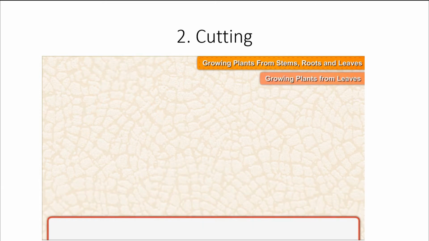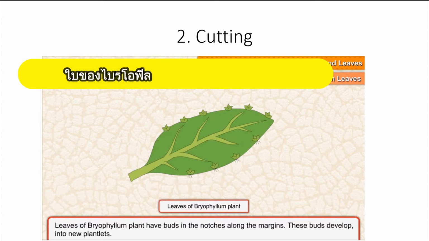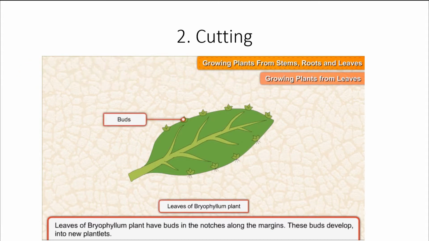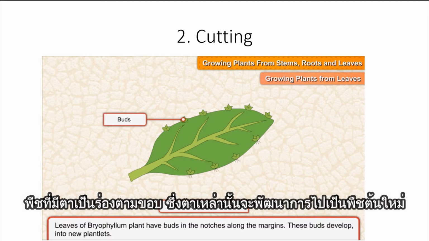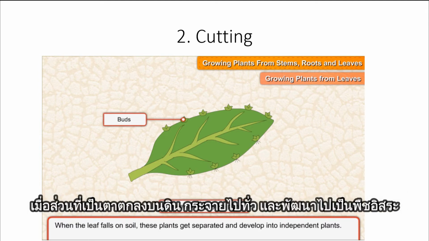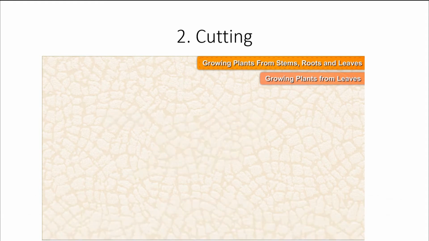Growing plants from leaves. Leaves of bryophyllum plant have buds in the notches along the margins. These buds develop into new plantlets. When the leaf falls on soil, these plants get separated and develop into independent plants.